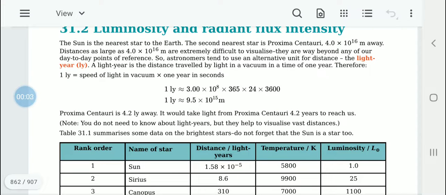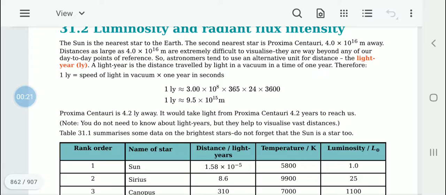Chapter 31, Theory Video 2. We are going to discuss luminosity and radiant flux intensity. So we know the Sun is the nearest star to the Earth. Then the second nearest star is Proxima Centauri.